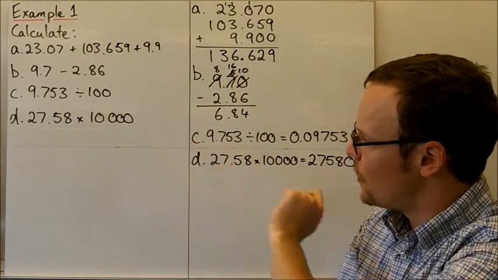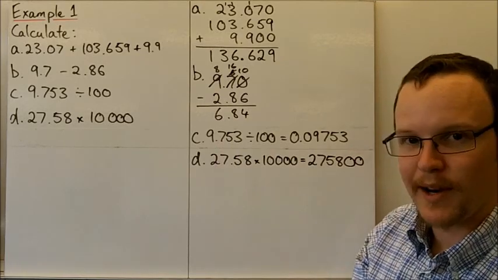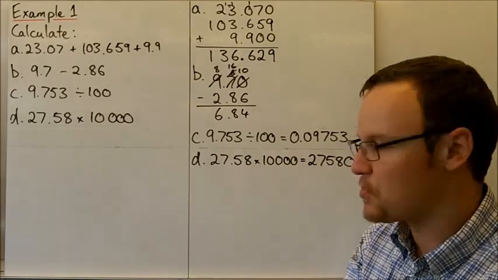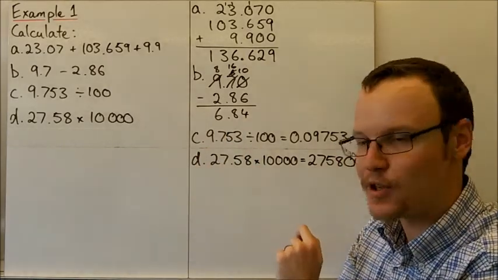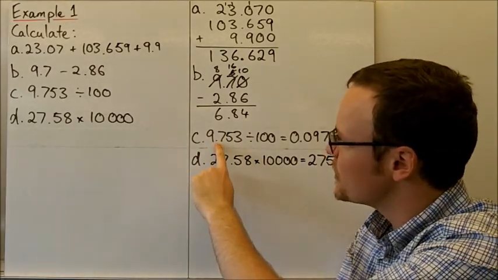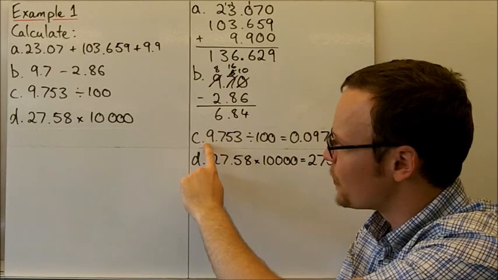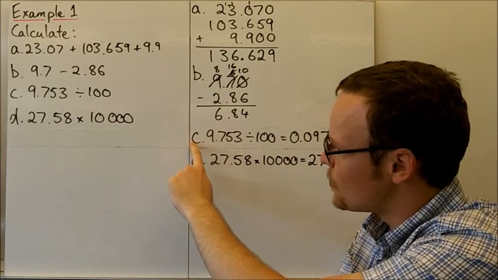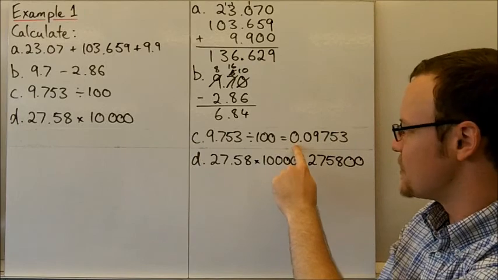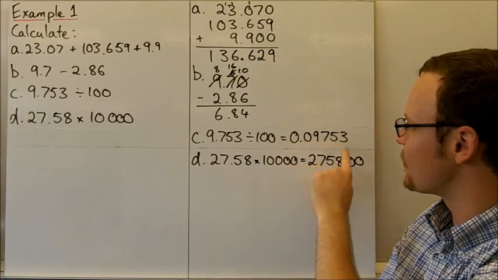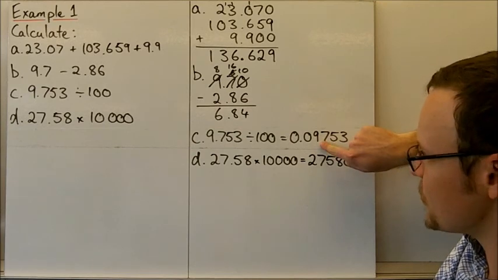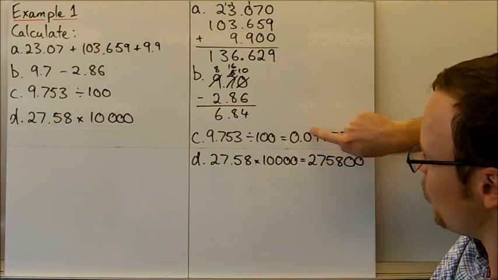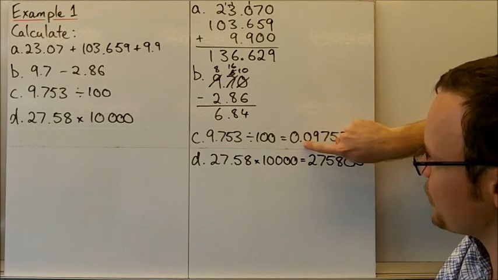See here, 9.753 divided by 100. We're going to be getting smaller because we're dividing, so moving to the left, and we need to move 2 decimal places to the left. So we move 1 to the left, so it'll be 0.9, and then 1 more, which is 0.09. So 0.09753. You can see we've moved the decimal point from where it was, 9.753, 2 places to the left.